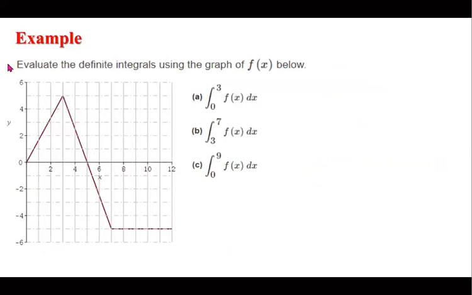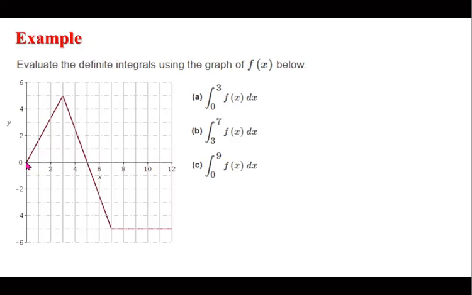So in this example, the graph of the function is given. Evaluate the definite integral using the graph of the function, which is given here. Remember, definite integral is equal to the area. So the first part is we have to integrate from 0 up to 3 of the function.